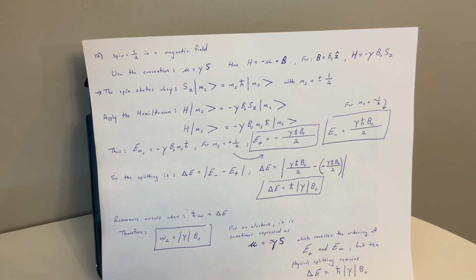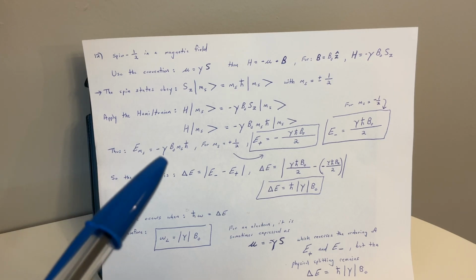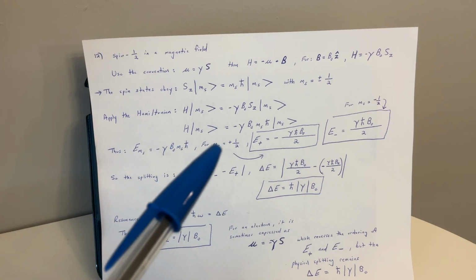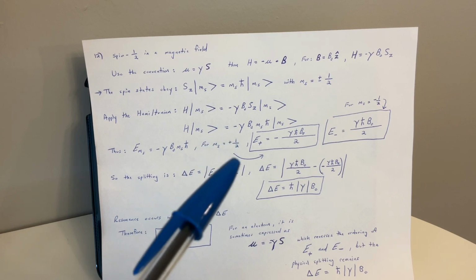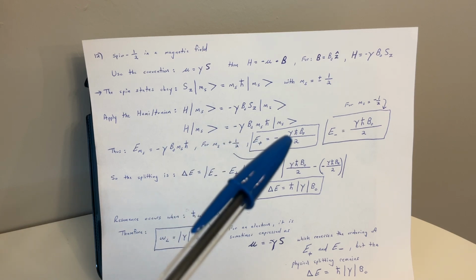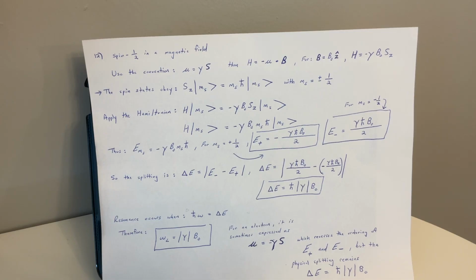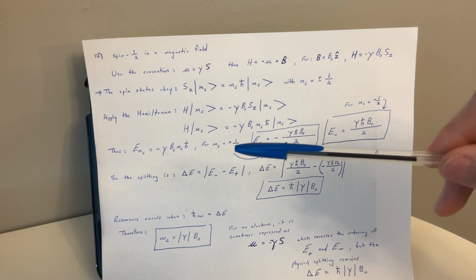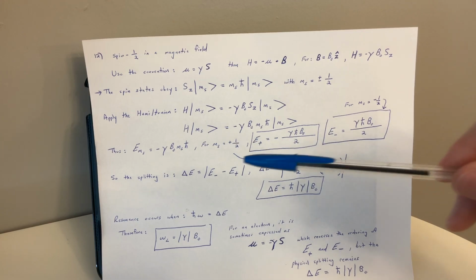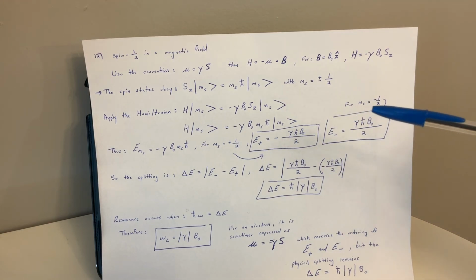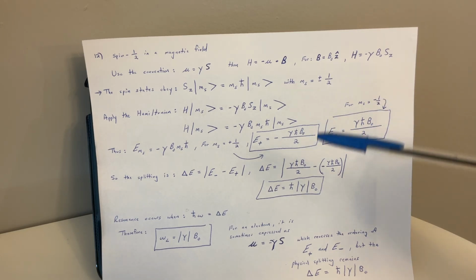So when we do that, E sub m sub s equals negative gamma B naught m sub s h bar. For m sub s equals plus 1/2, E plus equals negative gamma h bar B naught over 2, and E minus equals gamma h bar B naught over 2. This quantity is for m sub s equal to plus 1/2, and for m sub s equal to negative 1/2, this is the quantity that we get.